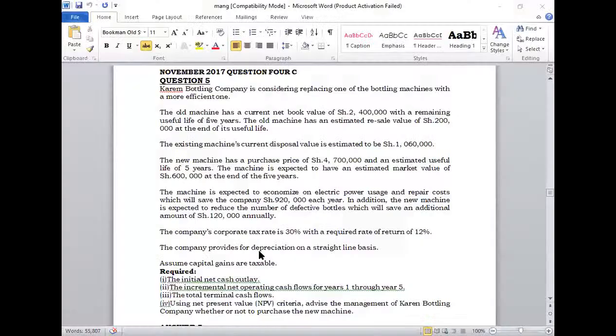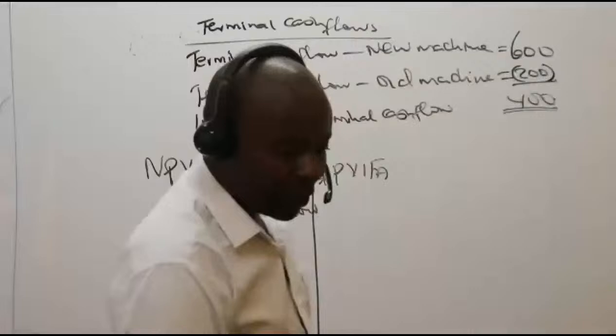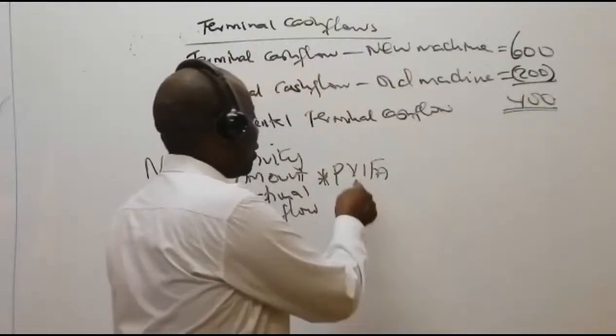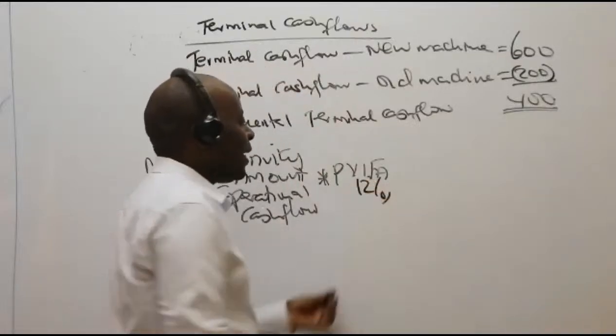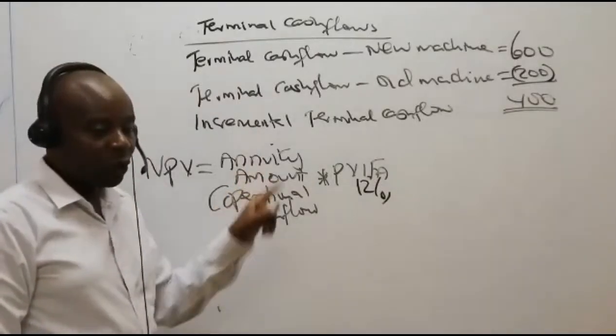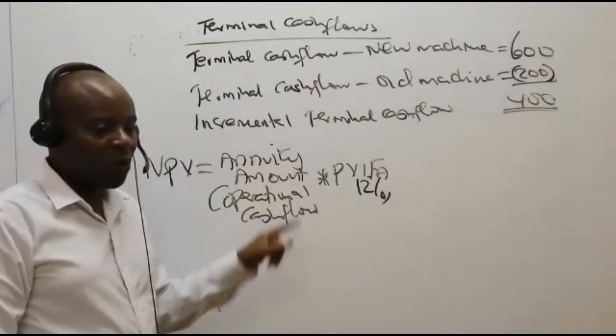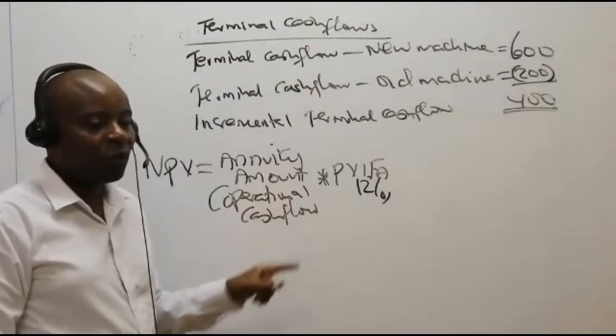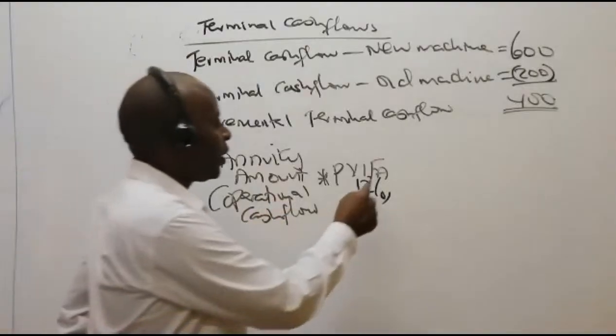Cost of capital. The required rate of return there is 12%. So at 12%, for how many years are we going to enjoy the annuity amount? It has to be the number of years of the new machine, so 5 years.